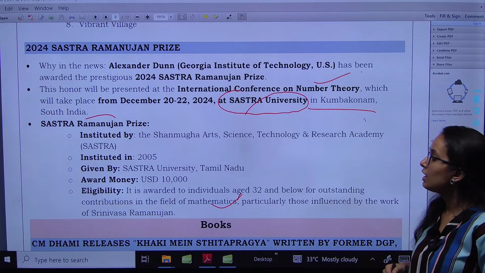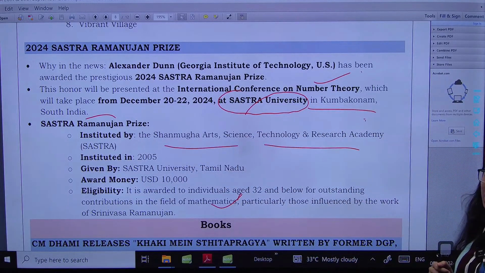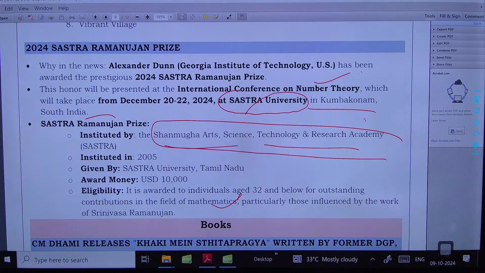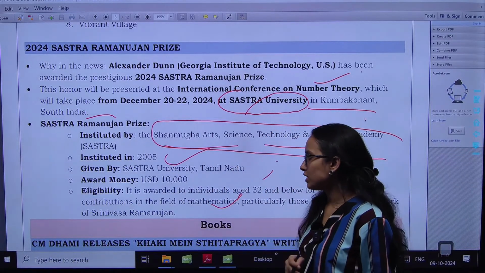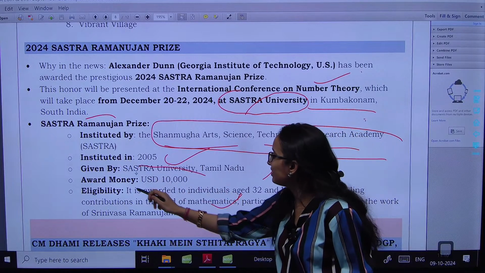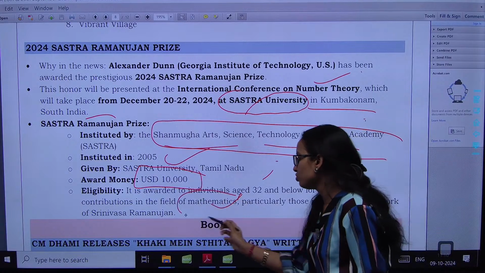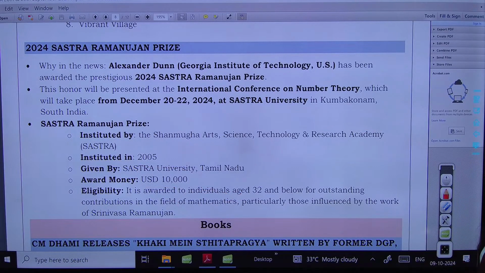Now about this prize, it was instituted by Shanmuga Arts, Science, Technology and Research Academy, SASTRA. So this is what SASTRA stands for. They can also ask you the expansion of this, so please remember Shanmuga Arts, Science, Technology and Research Academy, SASTRA. Instituted in 2005, it is given by Shastra University, Tamil Nadu. Award money is $10,000 and eligibility is exemplary contributions towards the field of mathematics, because you know who Ramanujan was, right? And his contribution towards mathematics. So please remember all of this.